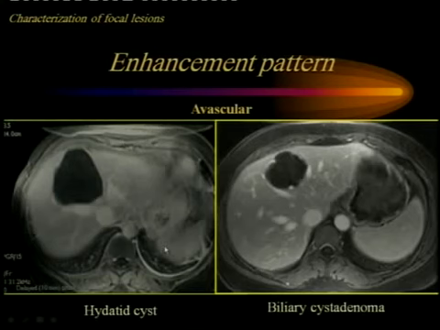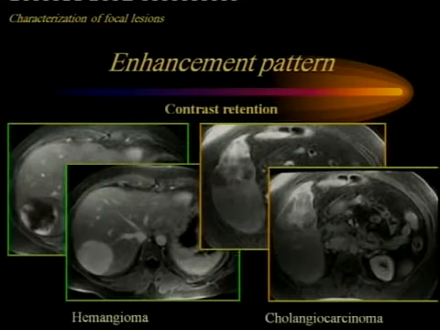Or they may be completely avascular, particularly in cystic lesions. Simple cysts or hydatid cysts or biliary cystadenomas all can give you an avascular pattern of enhancement in the dynamic scan. If you look at the delayed scan, looking at the equilibrium or delayed phase scanning, then you want to see what the characteristics of the enhancement are at those phases.